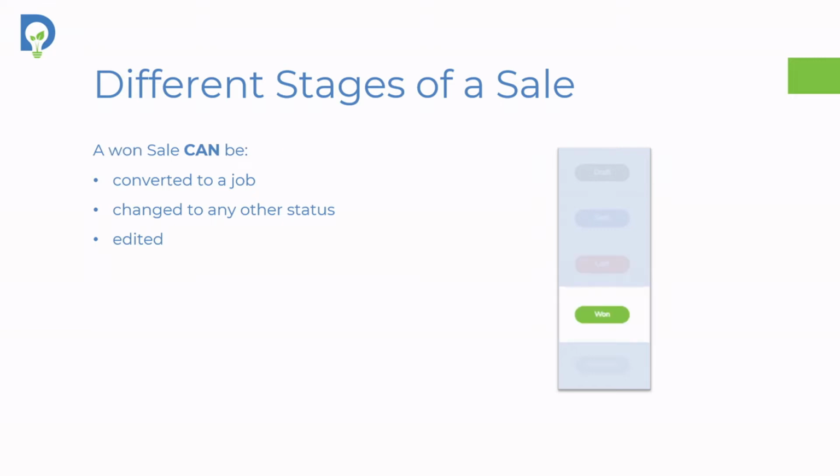Next we have won. So this is the aim. That's why it's green. This is where we're trying to get to. So we've got information and we've populated it in draft. We've then sent it to our client, and now they've come back and they've confirmed it. And so this means it can be converted to a job or an agreement. It can be changed to any other status because you might want to mark it as won and then move it to technical, or mark it as won and then move it back to draft if you wish. And it can be edited so that you can do changes on it.